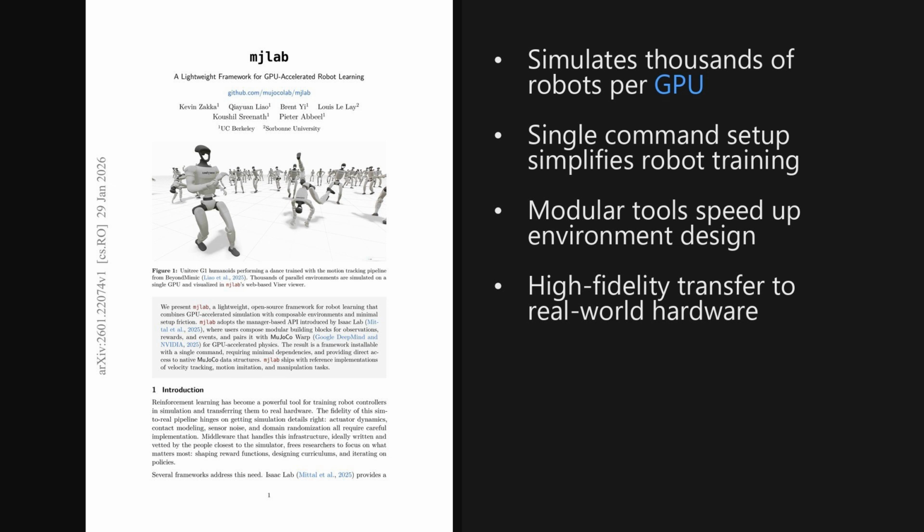Wrapping up, the key takeaway is that mjlab successfully merges the speed of GPU-accelerated physics with a modular Python-native design. This significantly lowers the barrier for entry, enabling complex sim-to-real research without the usual infrastructure headaches.